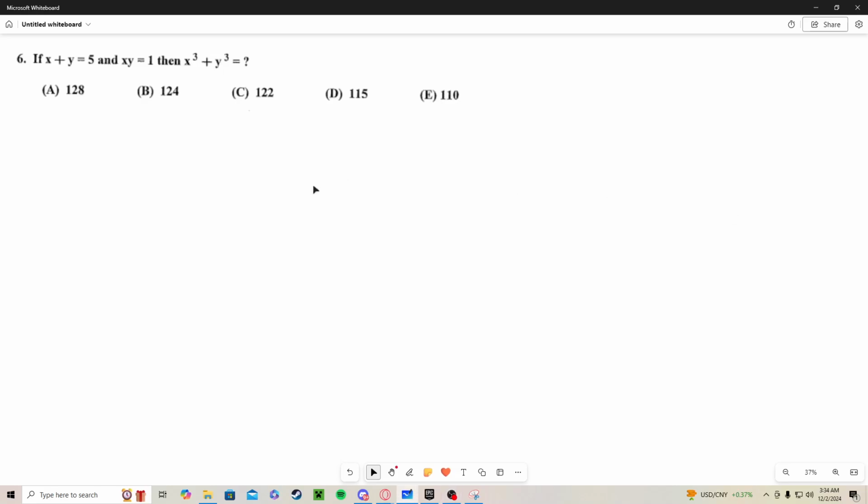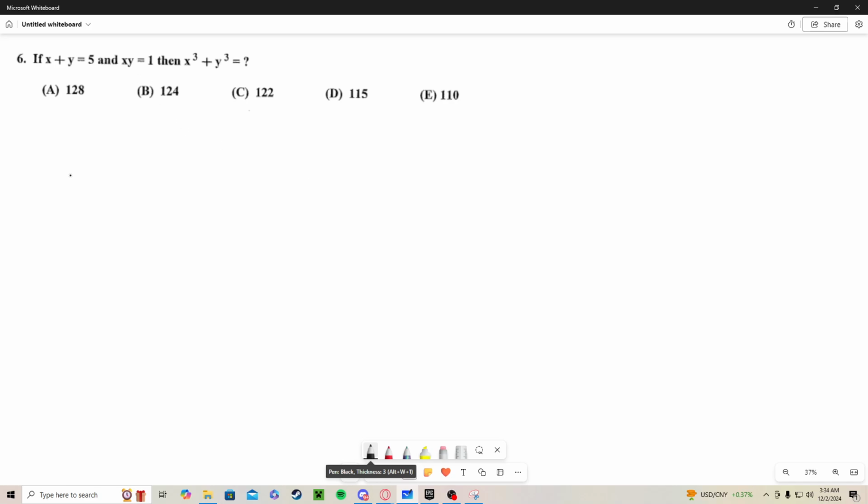Question 6. If x plus y equals 5 and x times y equals 1, then we need to find what x cubed plus y cubed is. When you're given an equation with two variables or two unknowns, you need to convert that into one unknown.